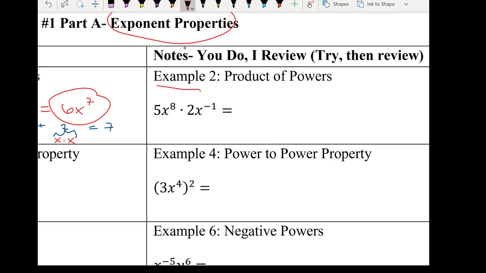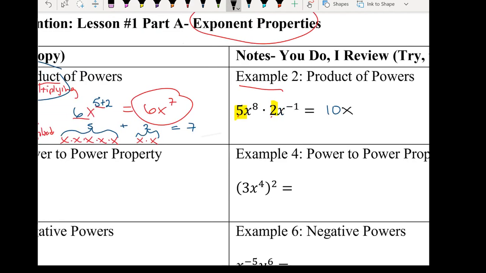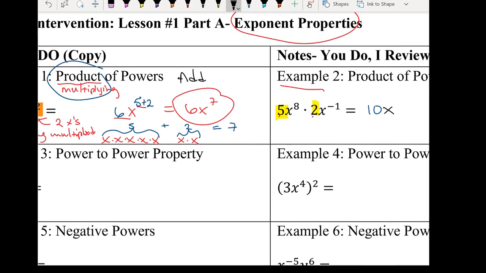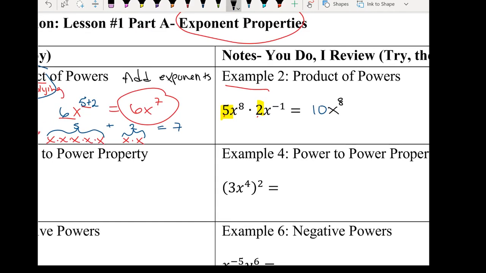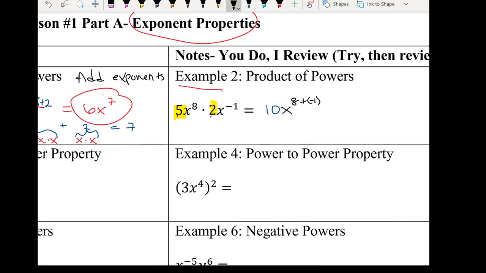Hopefully you paused this, we're going to try it out together. This one had a little bit of a different thing in it. Here the coefficients are still pretty easy. 5 and 2, we can multiply those. That gives us 10 as our coefficient. Now for the variables, we have x to the 8th and x to the negative 1. So if I applied my rule from before, which was just add the exponents, that's what we did over here. If I tried that here, I would get 8 plus negative 1, which we could do, and that would give us 10x to the 7th. So that's a correct answer.